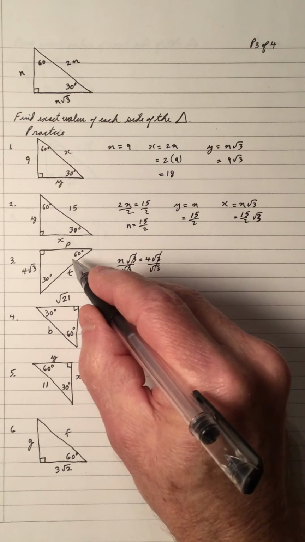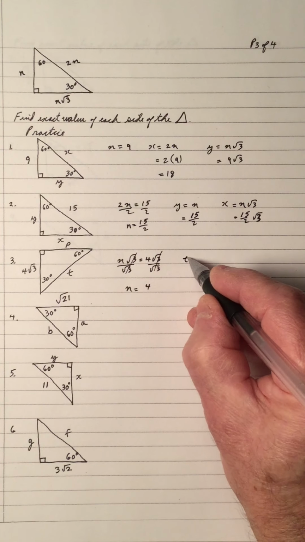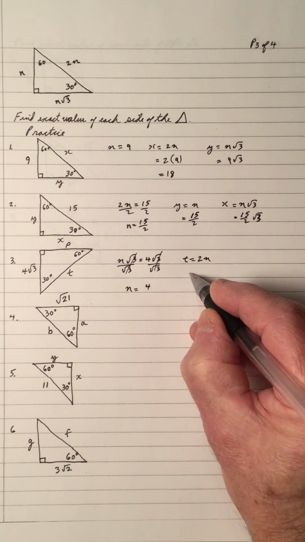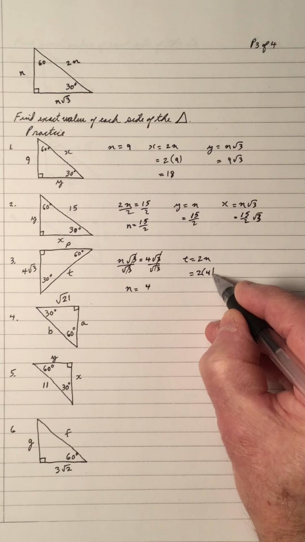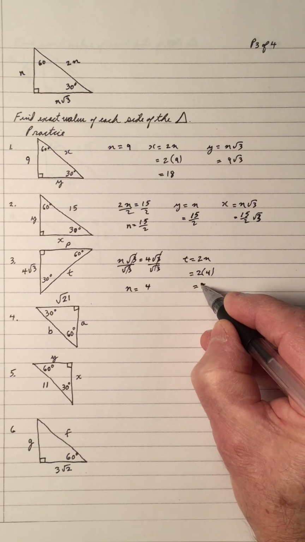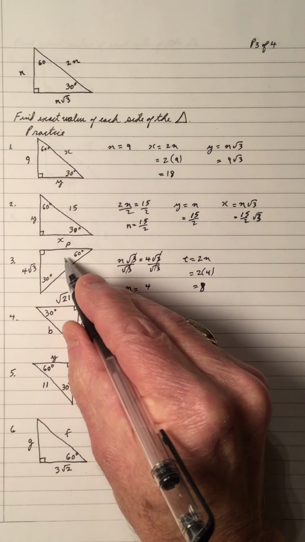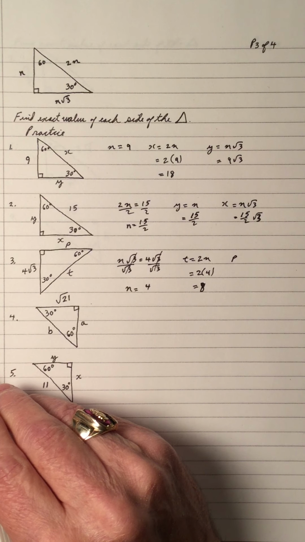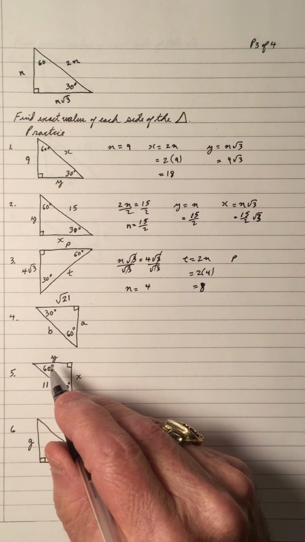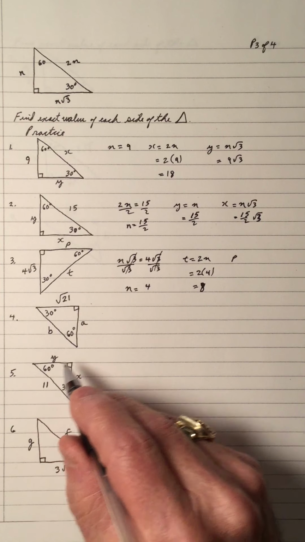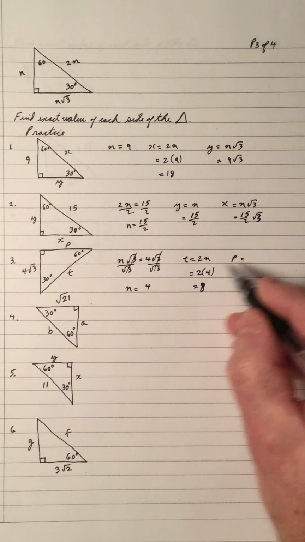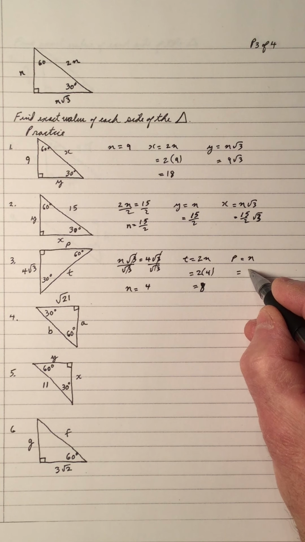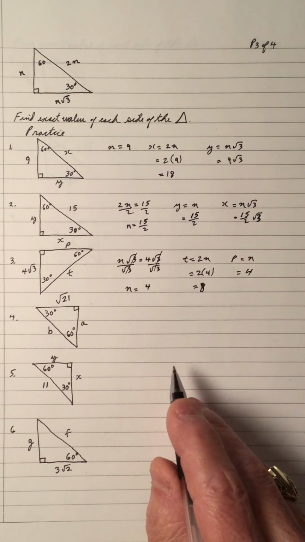And now I have n. I want a t. t is opposite to 90. Opposite to 90 is 2n. So it's 2 times 4, which is 8. Make that an 8. And p is opposite to 30. Opposite to 30 is n. p is n. So p is 4. n is 4.